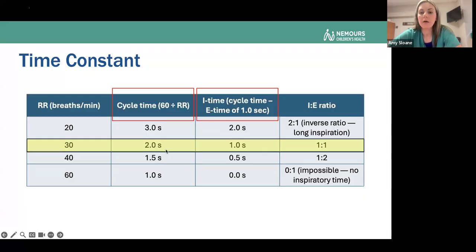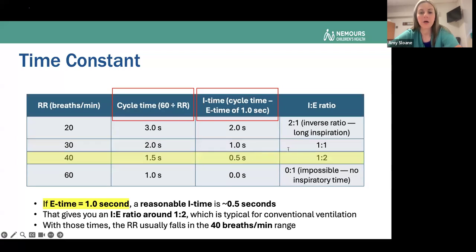30. In most other cases, though, this calculation leads to an I time of about 0.5 seconds. Which gives you an I to E ratio of about 1 to 2, which is a physiologic and efficient target for conventional ventilation. So when you run through that math, it typically corresponds to a respiratory rate of about 40 breaths per minute, which fits well with standard neonatal ventilation strategies in the early period.